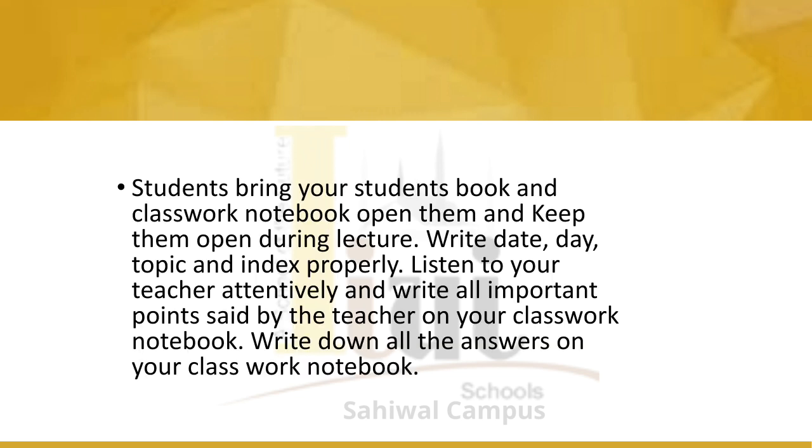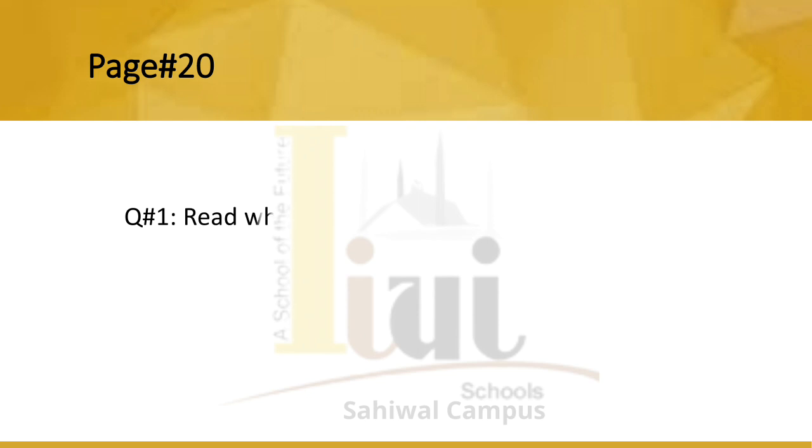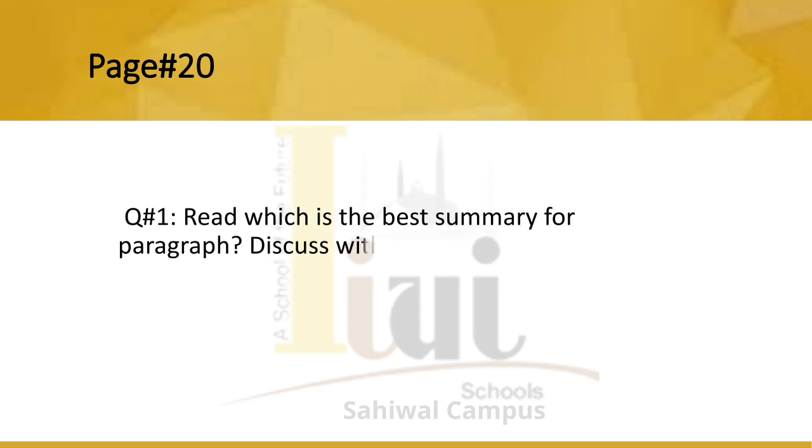Dear students, open page number 20. Look at question number 1. Read which is the best summary for paragraph. Discuss with a partner. So you have to read this paragraph on page number 20 about reproduction and write a short and brief summary about this paragraph, and you have to decide which can be the best summary for this paragraph. So you have to write it briefly and make a good and best summary for this paragraph, and also discuss with your partner.